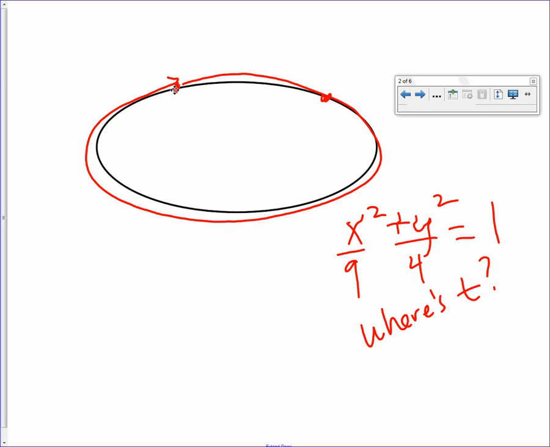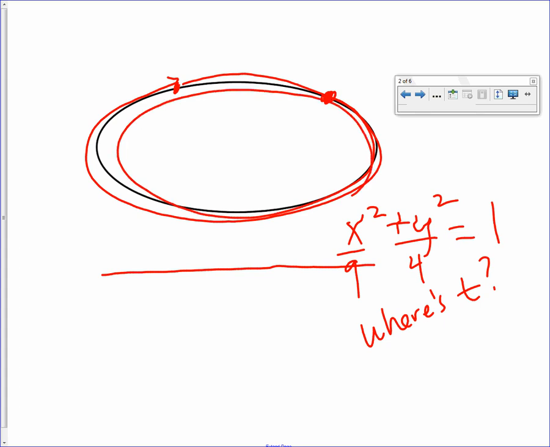So what I want you to think about is this object as if it's rotating around the ellipse, and think about just where it is on the x-axis. So as this object moves around, where is it on the x-axis? And what I hope you see is that it's bouncing back and forth.